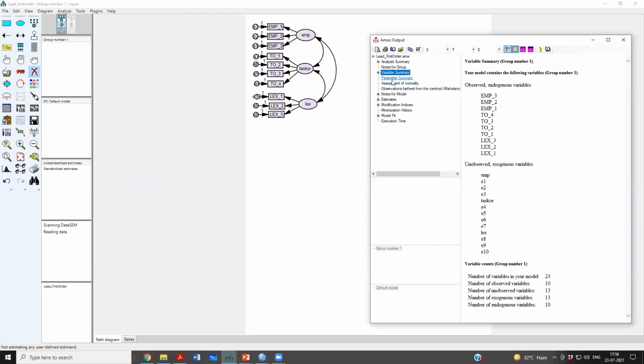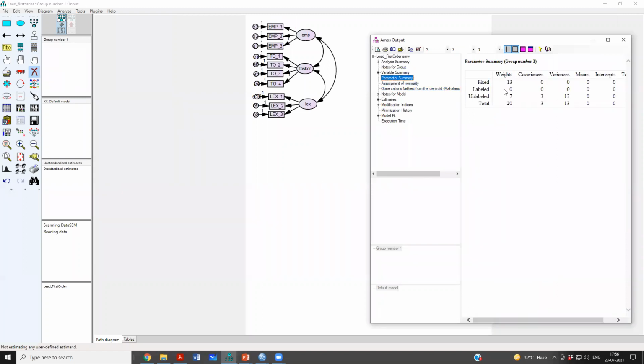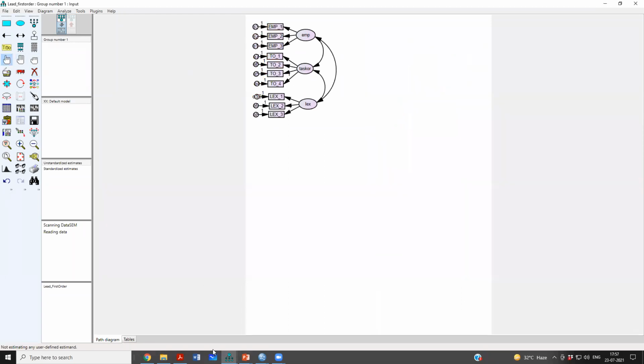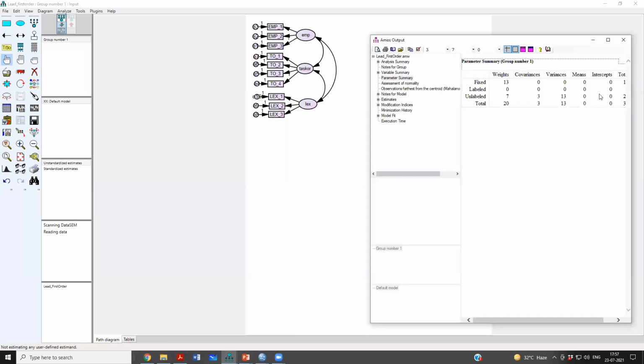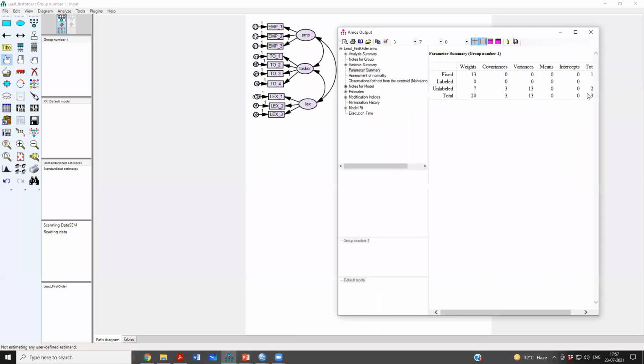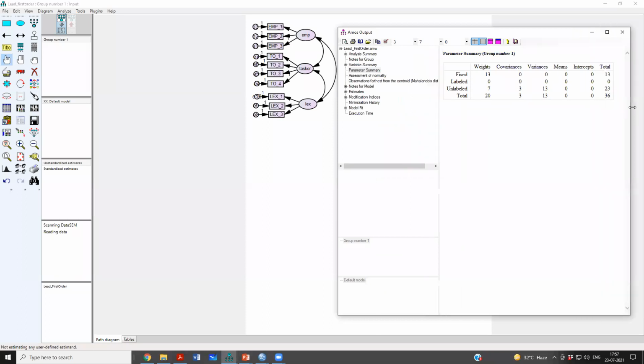Okay. So parameters we have seen. There are unlabeled 7 loadings, 3 covariances, and 13 variances: 10 of the measurement errors and 3 of the independent latent factors.